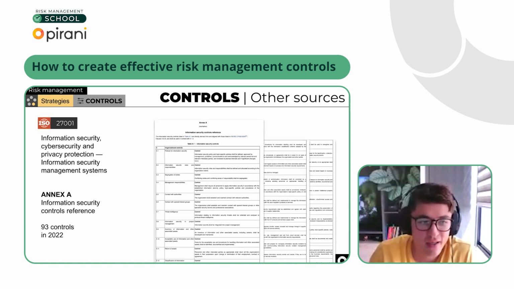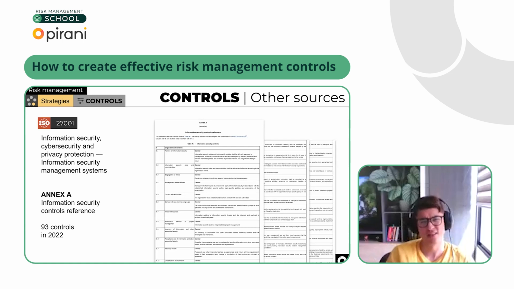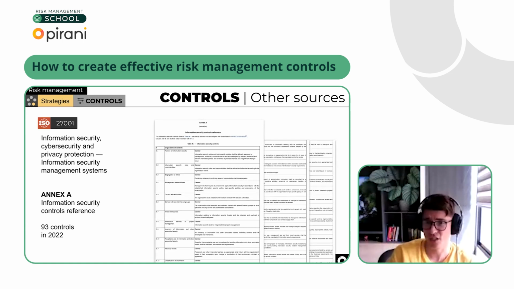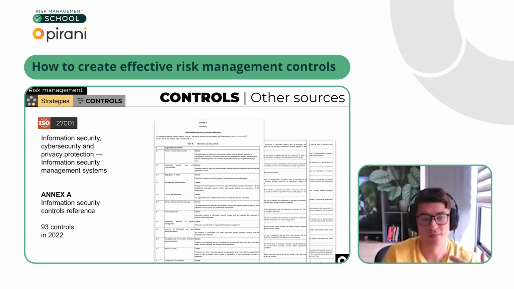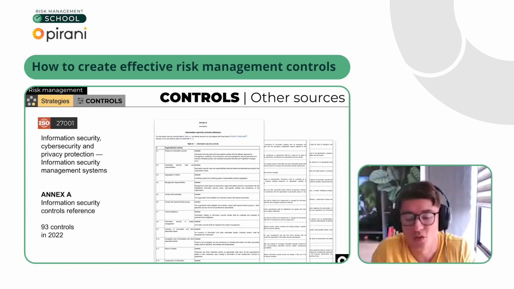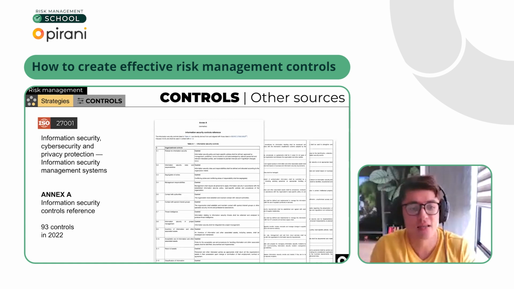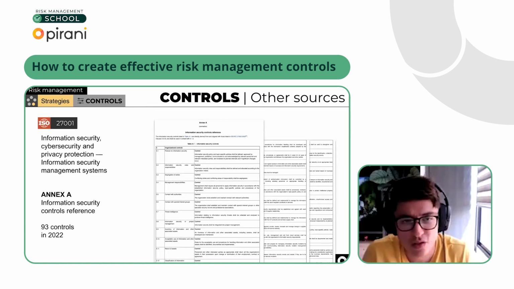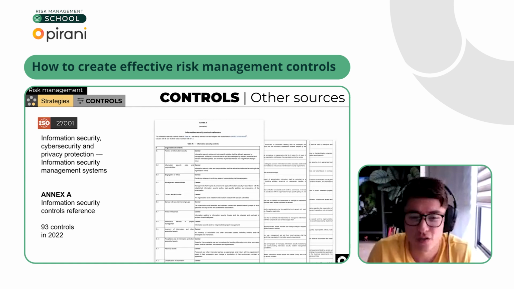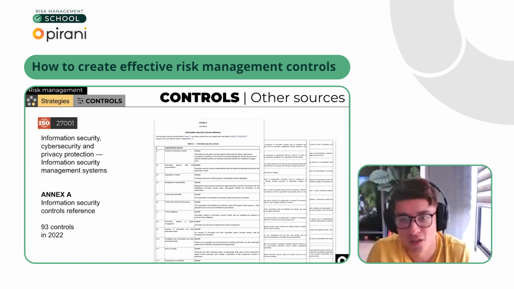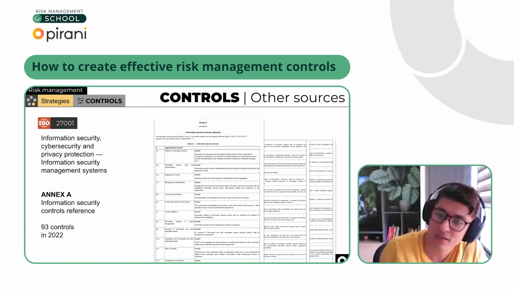93 controls in the 2022 version. In the last, I think 2018 or 2017 was 114. They are always rewriting and understanding better the controls. So in the last version of the ISO, we have 93 controls, categorized into organizational controls, people controls, and technology controls. So maybe that is going to be a good starting point.